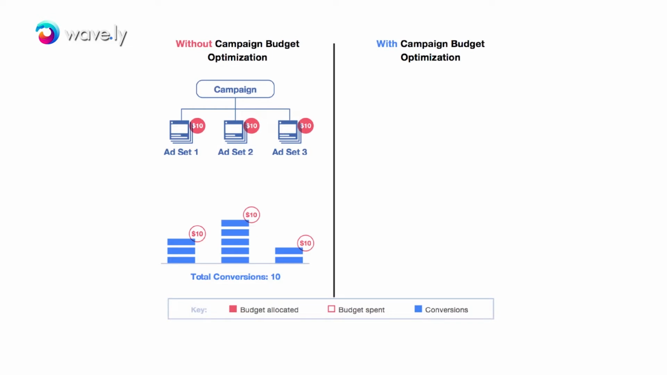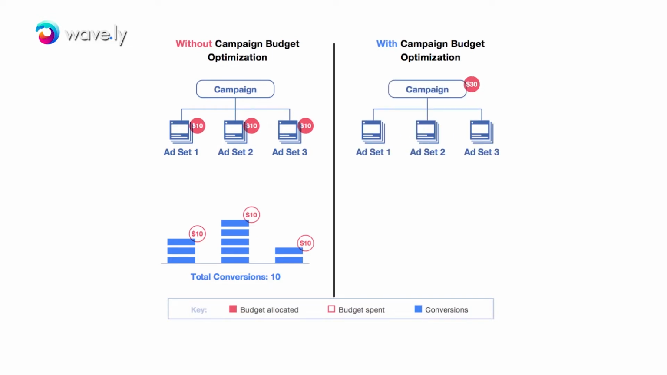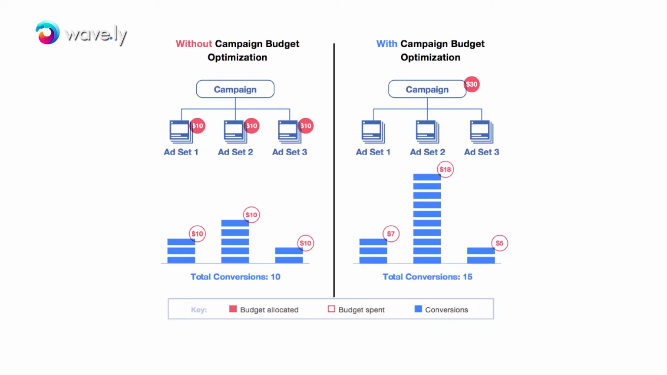But if you use CBO, you'll set the same budget, $30, at the campaign level. And because ad set B performed way better, Facebook can spend more on that ad set to get more conversions. So instead of just getting 10 total conversions, you're going to get 15, which is going to bring down your cost per result. Now, as I said earlier, Facebook is going to replace all ad set budgets with campaign budgets later in September this year.